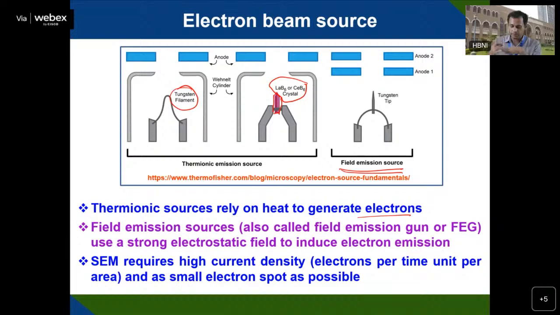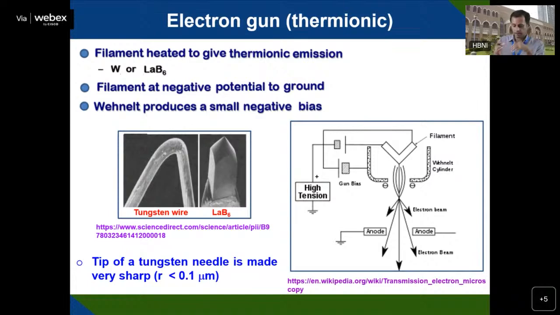Here, multiple anodes are there, anode 1, anode 2. Because of the potential difference, you get an electrostatic potential that produces the high energy electrons. So SEM requires high current density, that is, electrons per unit area, and an electron spot as small as possible. So you mainly require a high current density and high energy electrons for producing this type of high resolution imaging. I have already discussed that tungsten and LaB6 are used.